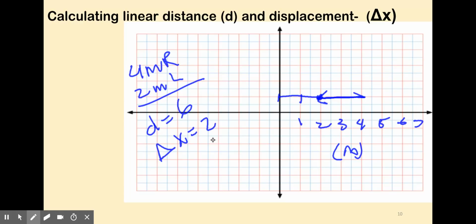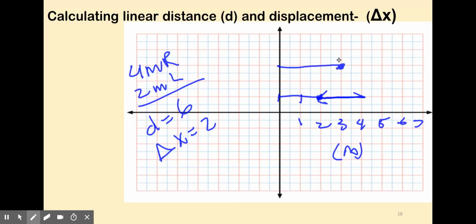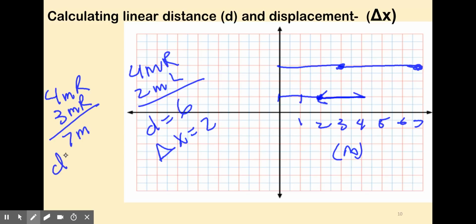So again, they have to be in the same or opposite directions. What if I had a movement that was 3 meters, stopped, then went 4 more meters in the same direction? 4 meters right plus 3 meters right in the same direction. They add 7 meters total. D and delta X both equal 7 meters.